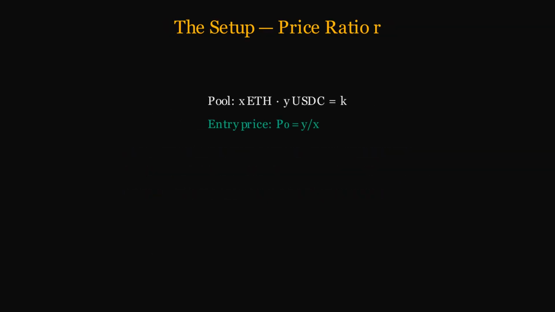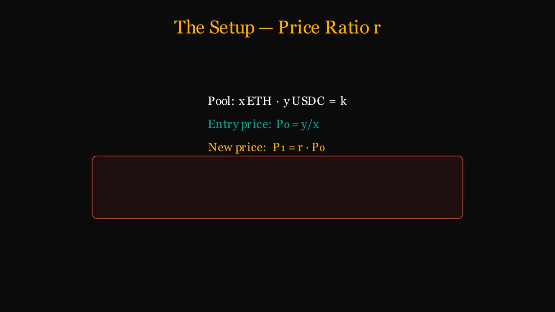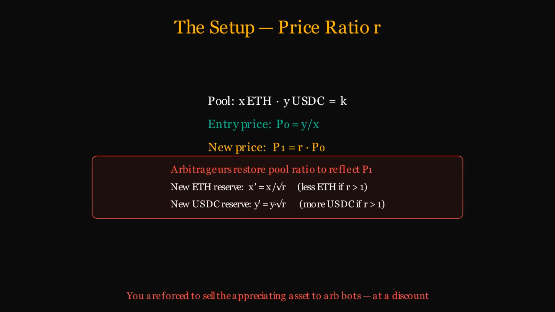The setup: a pool holds X ETH and Y USDC satisfying X times Y equals K. The entry price P0 equals Y over X. ETH price moves to P1 equals R times P0. R is the price ratio: R equals 2 means ETH doubled, R equals 0.5 means ETH halved. Arbitrageurs immediately rebalance the pool until the reserve ratio matches the new price. Your ETH reserve shrinks to X over root R, your USDC reserve grows to Y times root R. You are being forced to sell the appreciating asset to arbitrage bots at a discount.